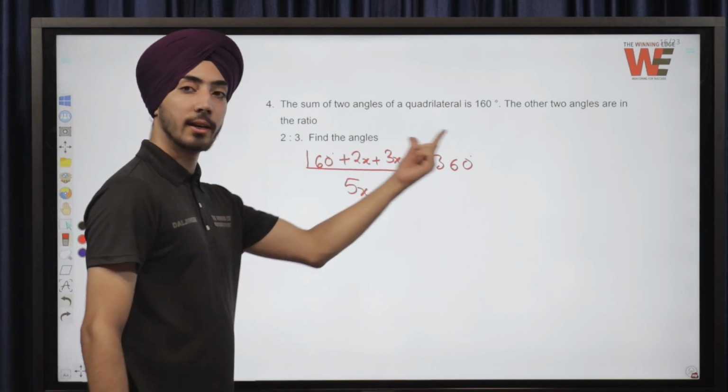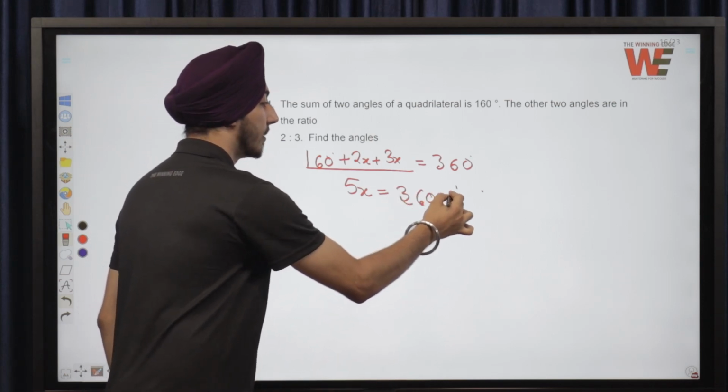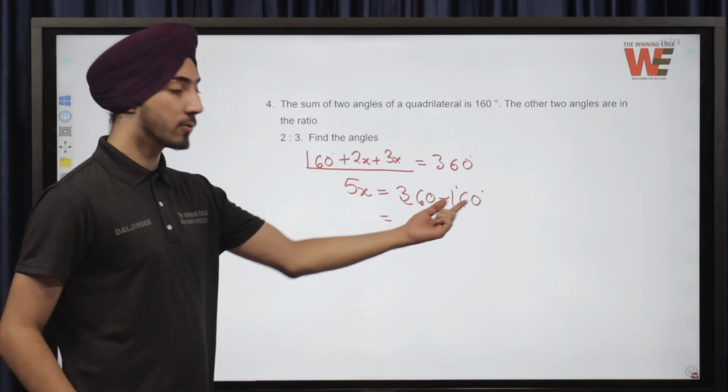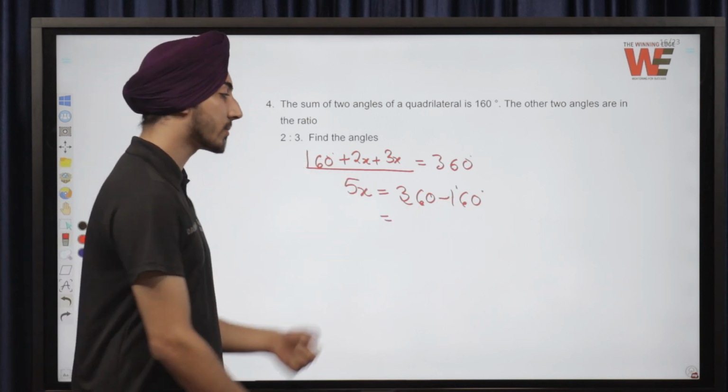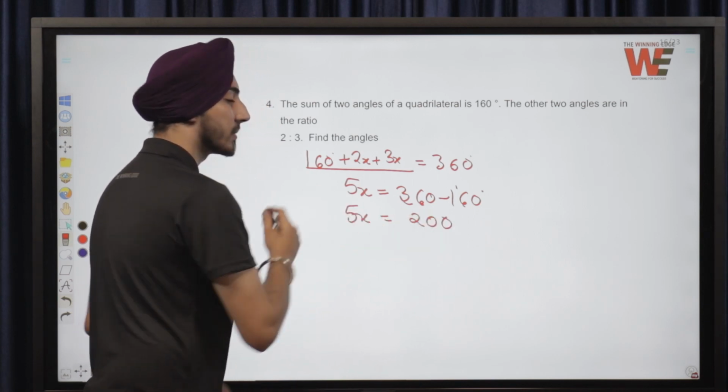Let's take 160 to the other side of the equation. It will become minus 160. So 360 minus 160 will give you how much? 0 minus 0 is 0, 6 minus 6 is also 0, 3 minus 1 is 2. So this will give you 200. 5x comes out to be 200.